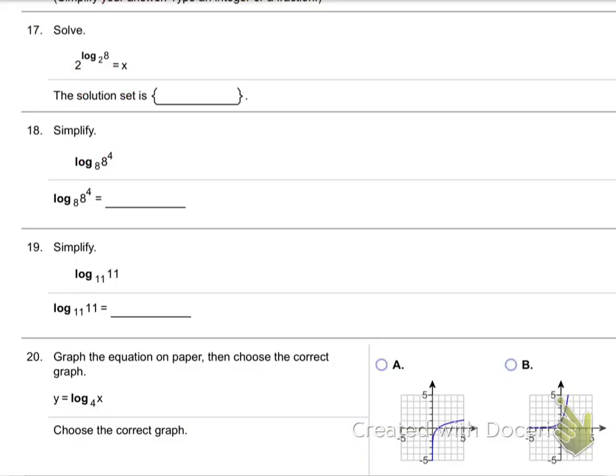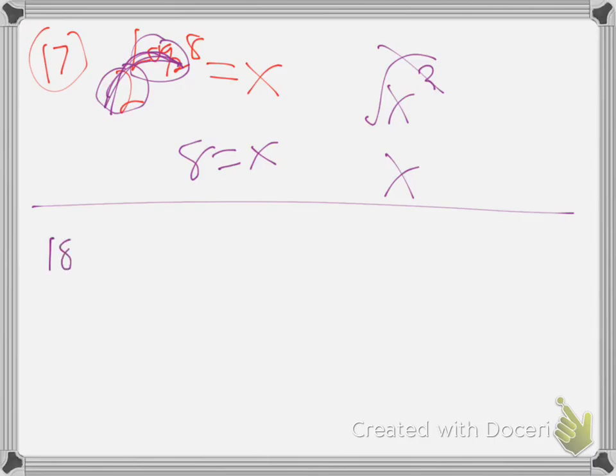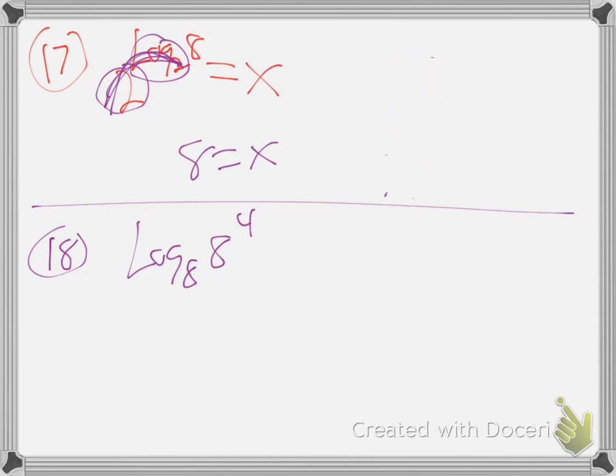Let's try the next one. Log base 8 of 8 to the 4th. Answer is 4. 4, yeah, because these just cancel. 4 and we're done. Is that making sense?